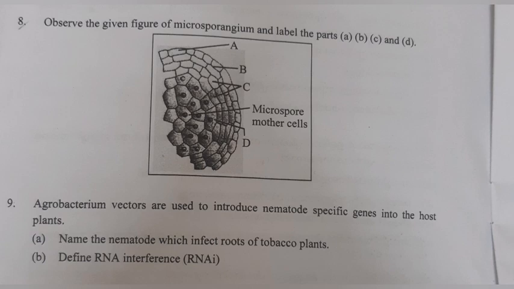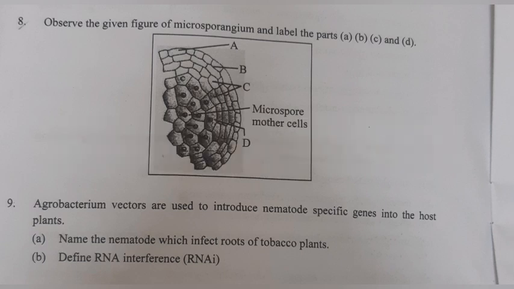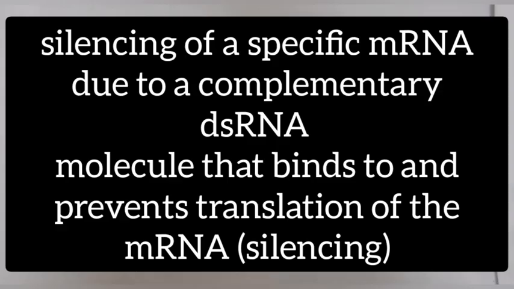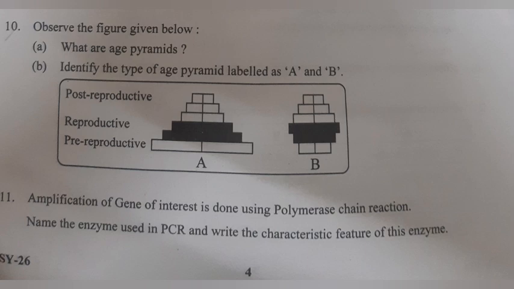9. Agrobacterium vectors are used to introduce nematode-specific genes into the host plants. A. Name the nematode which infect roots of tobacco plant. Answer Meloidogyne incognita. B. Define RNA interference. Answer silencing of a specific mRNA due to the complementary dsRNA molecule that binds to the mRNA and prevent translation of the mRNA. 10. Observe the figure given below.